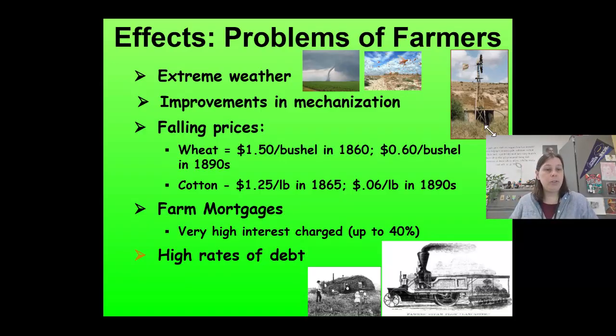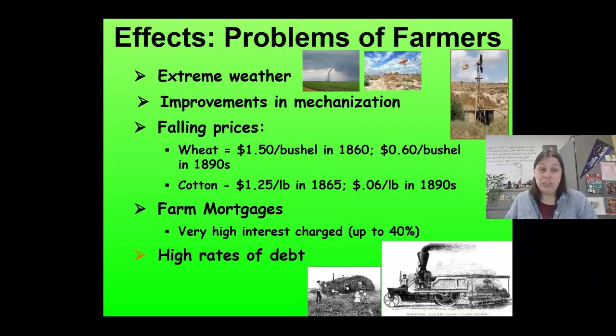Up above me here is what's called a prairie fan. It's an irrigation tool to draw water out of the aquifers. This down here is the steam plow, which is introduced in this time period. It's just a plow that runs on steam, right? Innovations like those are being introduced, which is great. Okay, I can farm more, I can bring in more crop, I can make more money, but at the same time, these cost.